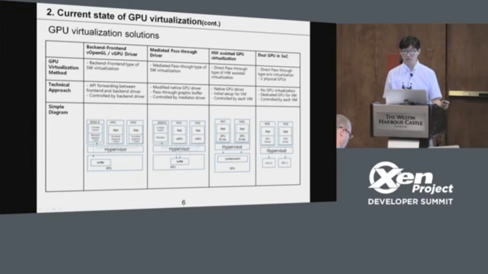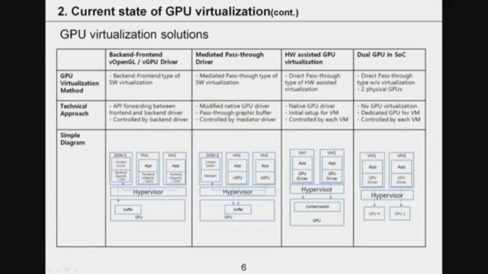We divide the GPU virtualization solutions into three types and an additional solution for automotive virtualization. The first type is the traditional backend/front-end driver or vOpenGL server-client type, like Red Bend's virtualized OpenGL solution. It is a paravirtualization type. It is controlled by the backend driver.